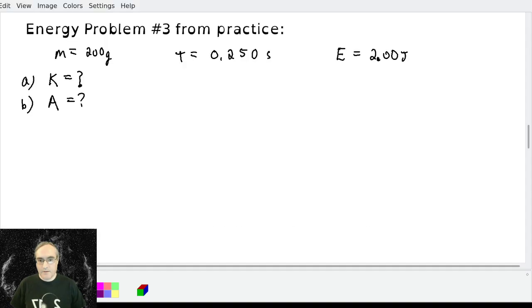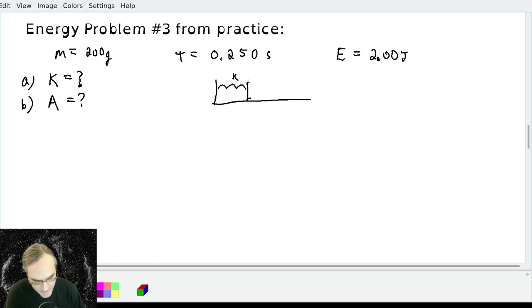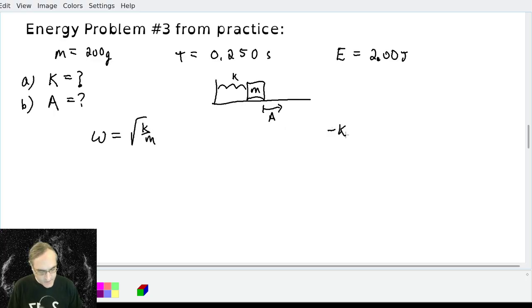Alright, so we'll come back to my screen view. You can see I've written down some of the givens. It says it's horizontal, so we've got our spring attached to a mass. We're going to stretch it out some amount A and allow it to oscillate back and forth. So let's see, a couple of things we know for sure. For masses on springs, omega would be the square root of K over M, and we can always prove that to ourselves again if we forget.